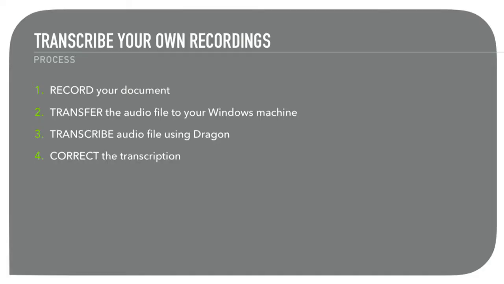Whichever way you do it, there are 4 steps. The first step is to record your document. The second step is to transfer the audio file that you get from that recording, because typically you'll be doing that on another device, to transfer the audio to your Windows machine. The third step is to transcribe the audio using Dragon, and then finally to correct the transcript and format the document in the manner that you need it to be.